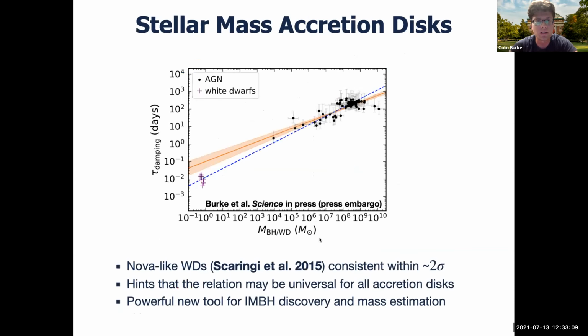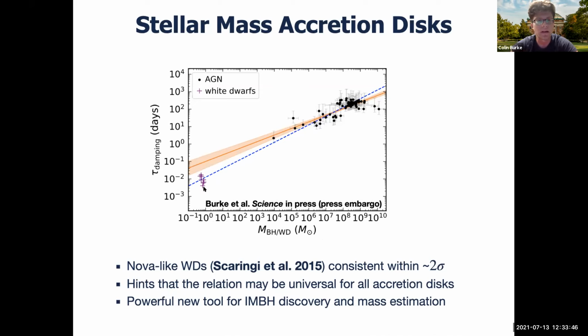Okay. So then we thought, well, what happens if we extend this to stellar mass accreting systems? So we added white dwarfs from a previous study, Scaringi et al. 2015, which have very rapid variability in the optical, as we would expect. And we find that they are roughly consistent with our relation in the orange again, within about 2 sigma. And they're consistent with a fixed slope of 1/2, which I'll mention why that might be in a moment.